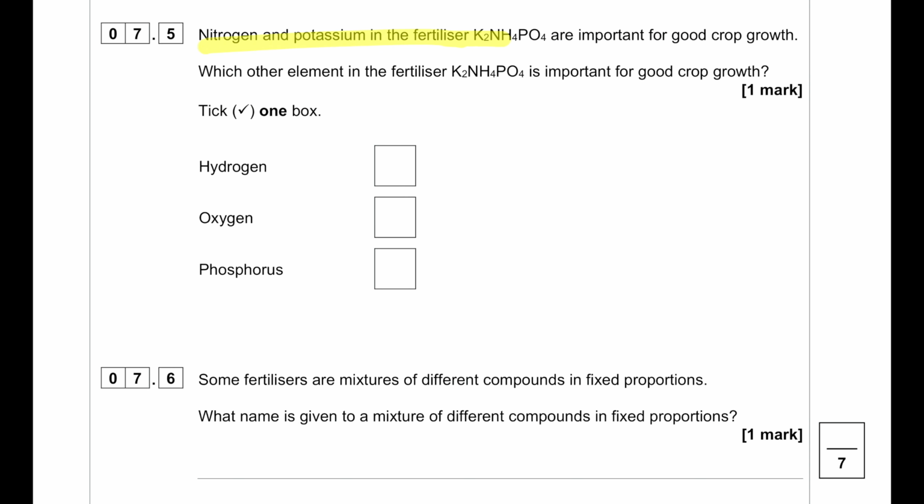Nitrogen and potassium in the fertilizer K2NH4PO4 are important for good crop growth. Which other element in fertilizer K2NH4PO4 is important for crop growth? Hydrogen and oxygen are always available from water, so it is the phosphorus.